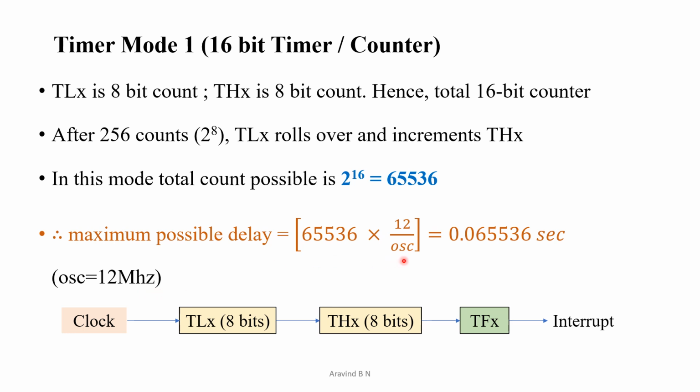Now substitute, simplify, we are going to get 0.065536 seconds of delay from timer mode 1. Remember, again, it is once if it counts the total count value, that is 0 to 65,535, that is total 65,536 values. Once if it rolls over, then it is going to generate this amount of delay.